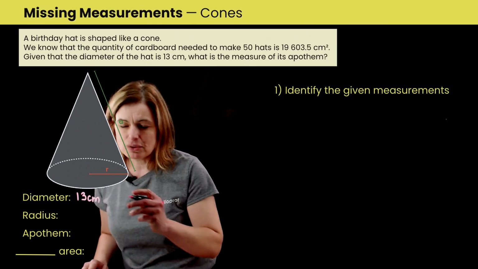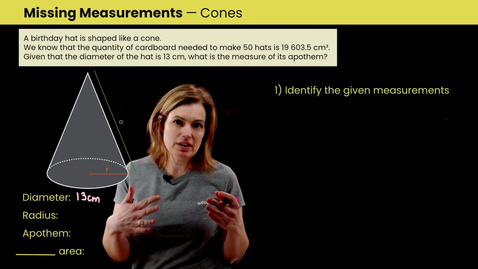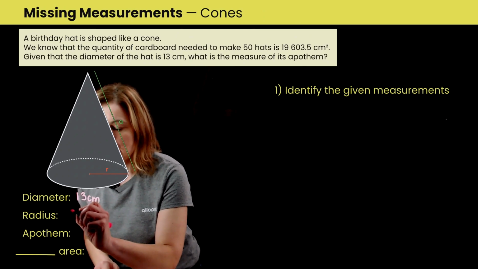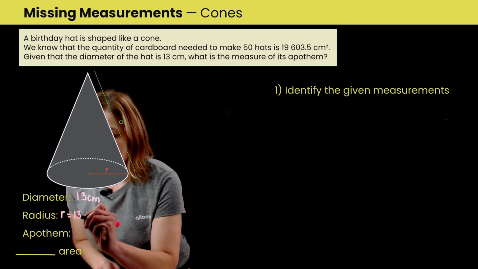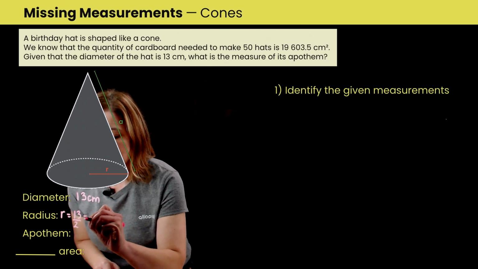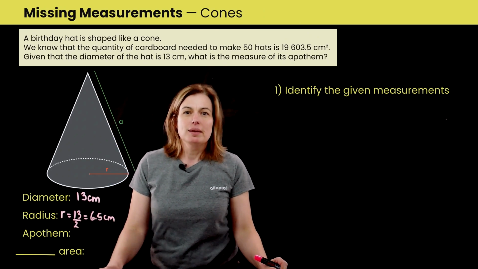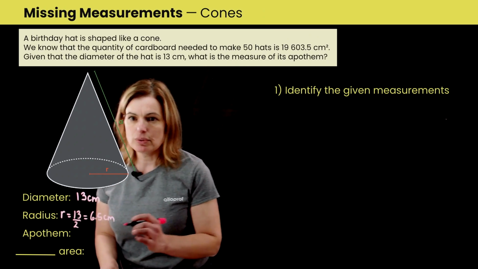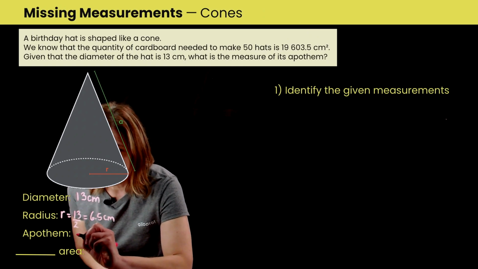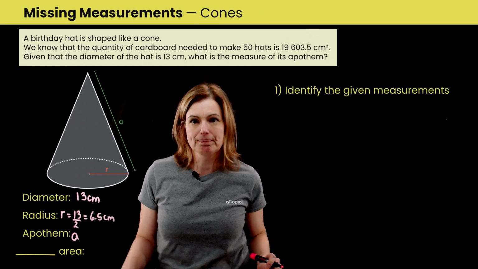And we also know from our previous example that the radius is going to be half of the diameter. So if I take 13 and divide it by 2, the radius is going to be 6.5 centimeters. All right. The apothem is what we're looking for. So this is, of course, our unknown. We don't know what that is. But you'll remember from our previous examples that apothem is denoted by an A. So I'm going to put A there.